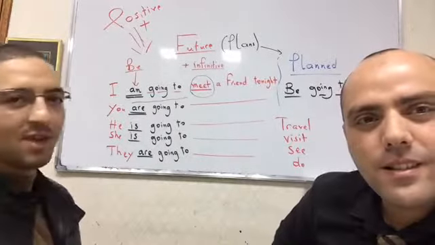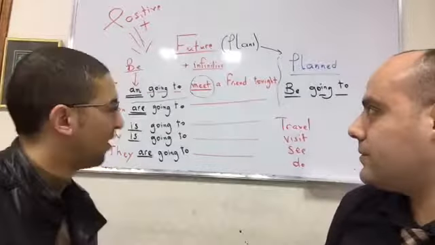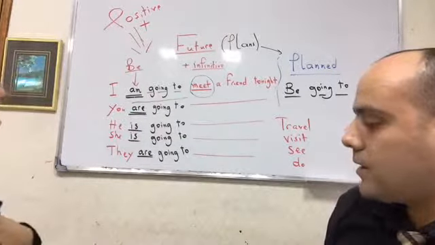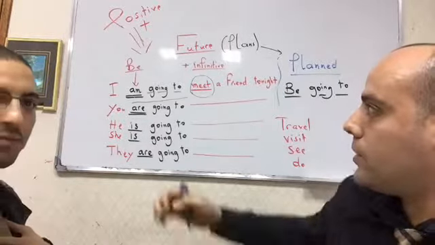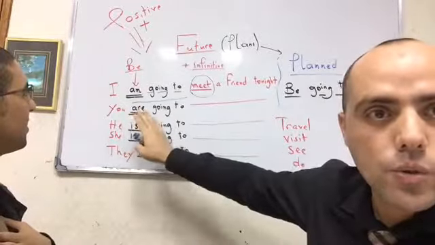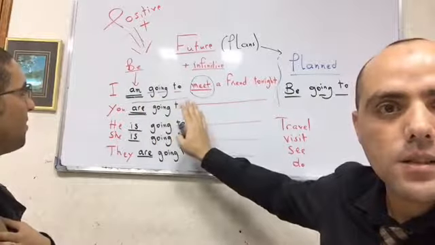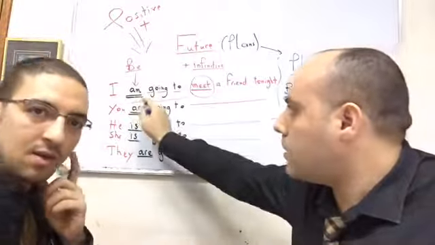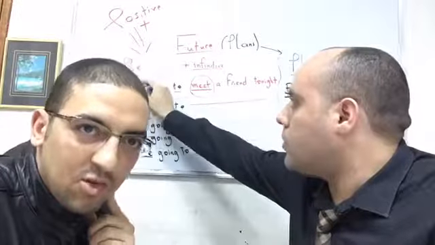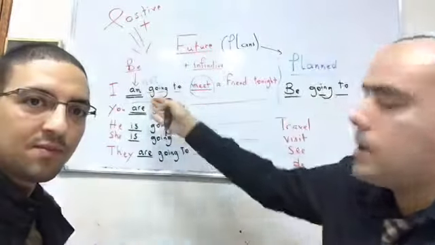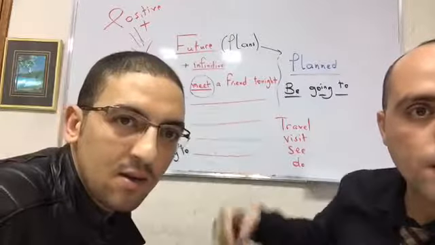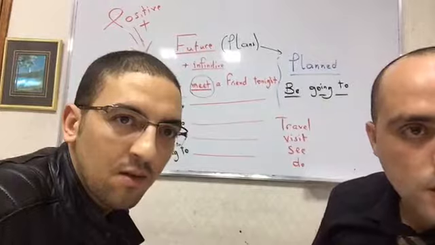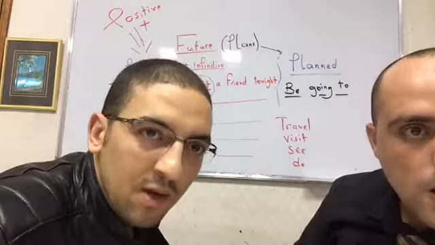How do we make the negative? The negative is easy. The question is easy as well. So we're going to make the negative with the same examples that we have here. Instead of saying I'm going to meet a friend tonight, I'm just going to add not. So it is going to be I'm not going. Very good. So here we're just going to add not: I'm not going to meet a friend tonight. That's it. She's going to visit the doctor. Okay, that's good.